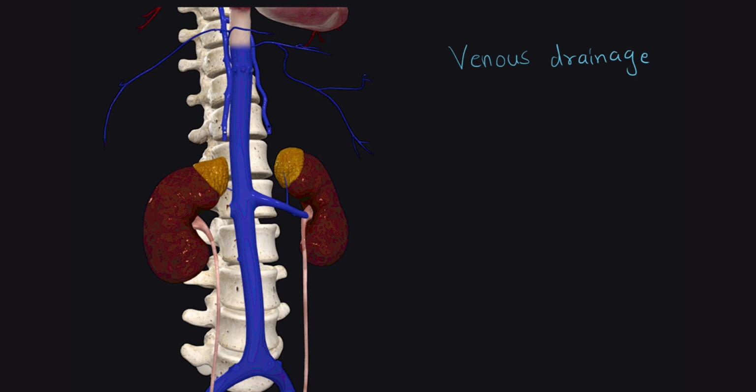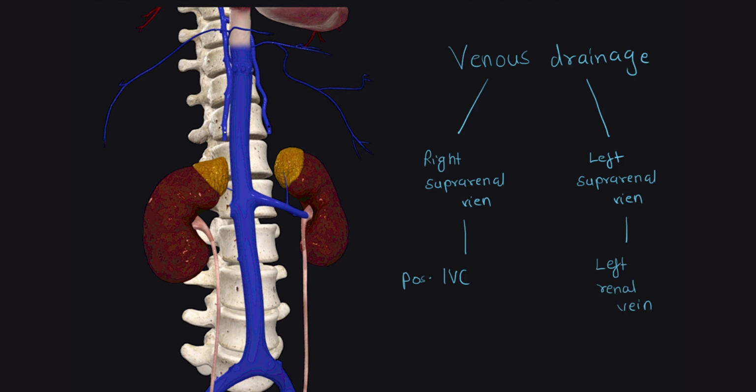The venous drainage of the suprarenal glands is made by the right suprarenal vein and the left suprarenal vein. The right suprarenal vein is very short and it drains into the posterior part of the inferior vena cava, as compared to the left suprarenal vein, which is comparatively long, and it drains into the left renal vein.